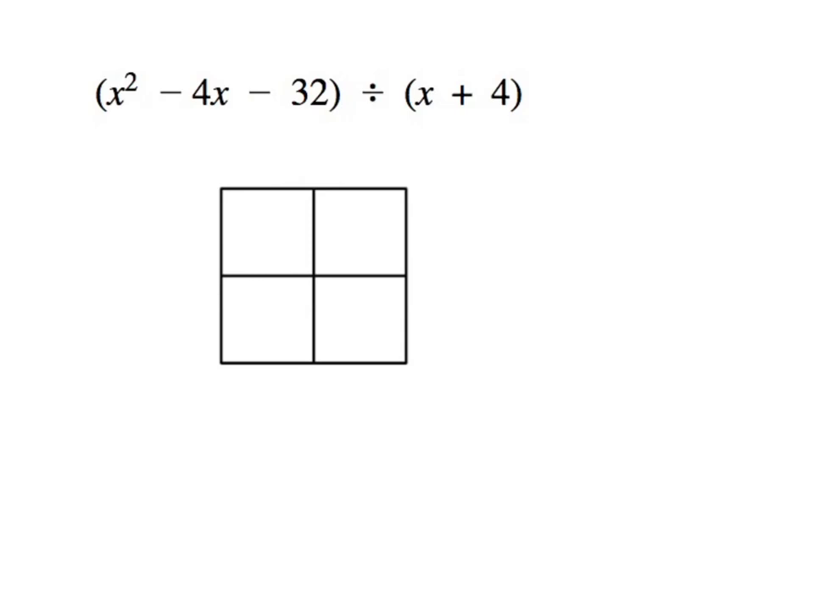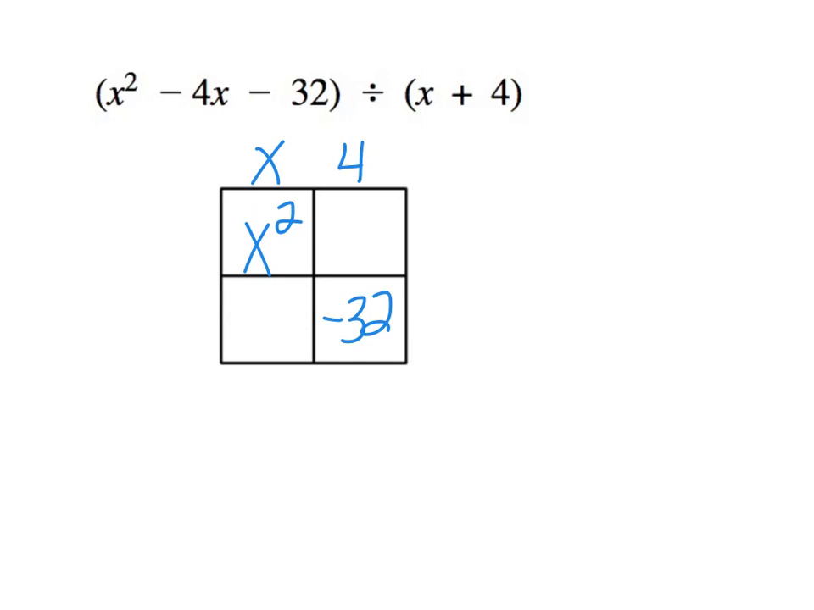So what we do is we start out and we use the pattern that we know. The first term has to go in the first box, and the last term goes in the last box. And then I'm also going to put the divisor that they gave us. They gave us that they're dividing this by x plus 4. This is the information we've been given.